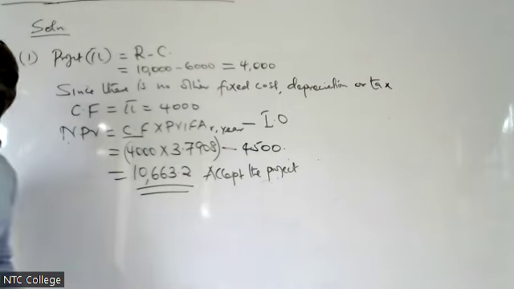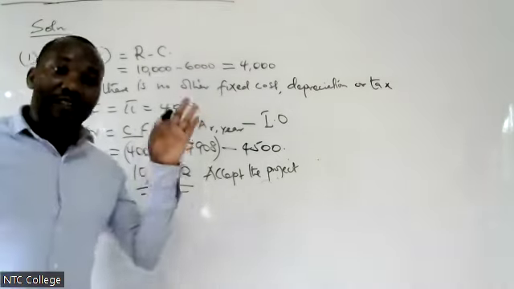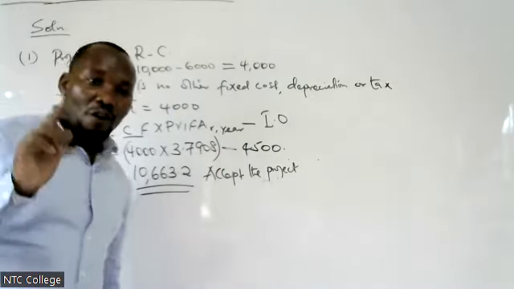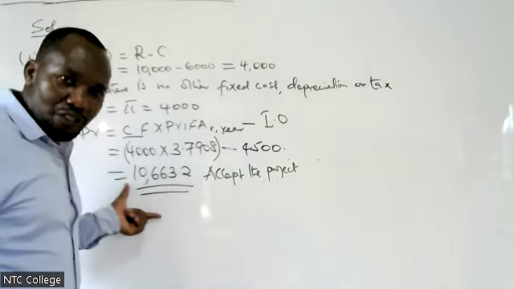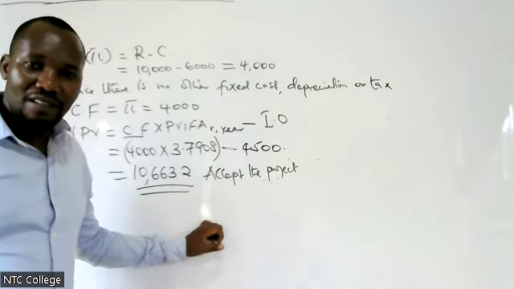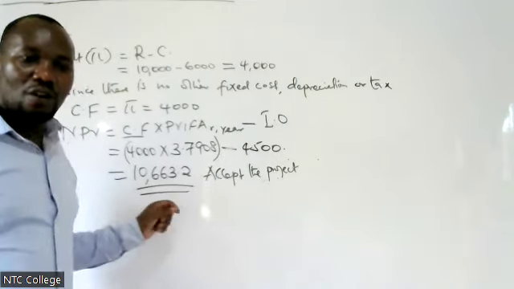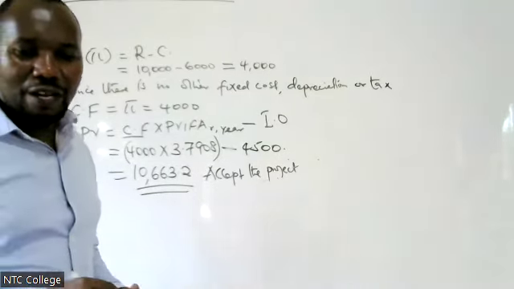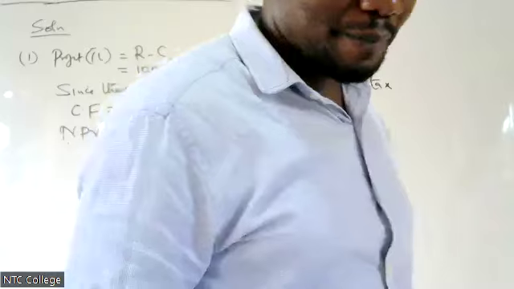So the next part is now to perform. Whenever you're calculating NPV, any NPV, always check. If it is positive, accept. If it is negative, reject. So reject the project or accept. That is the conclusion when you get the final figure for NPV.